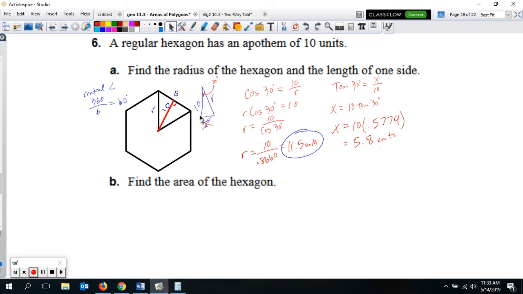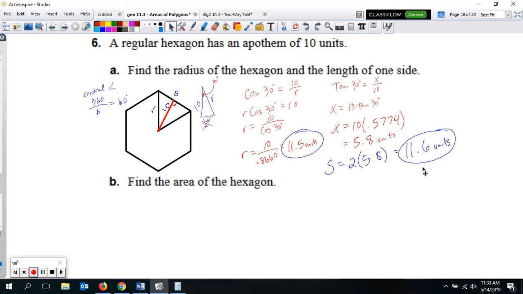So that gives us just this piece right here, but that's half of the whole thing. We need to know what the whole thing is, so we need to multiply this 5.8 by 2. So 2 times 5.8 would give us that side length, and that's going to equal 11.6 units. So again, it's an approximation still. These are both approximations because we're rounding.